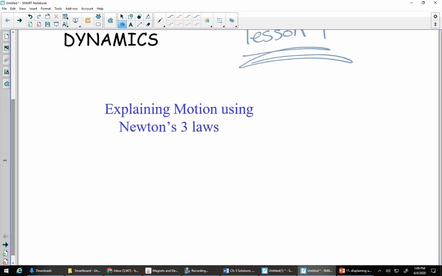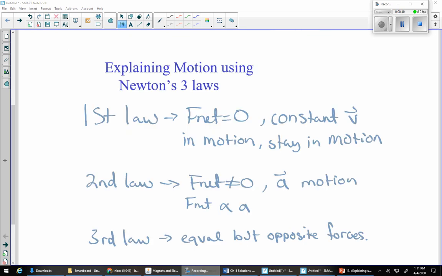You might want to put the video on pause here and just review those 3 laws of motion for a couple seconds. So I'll give you a bit of time to put it on pause and review the 3 laws of motion that we've talked about. Cool. So I actually put it on pause there as well.